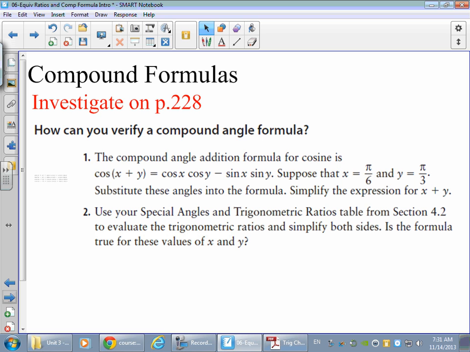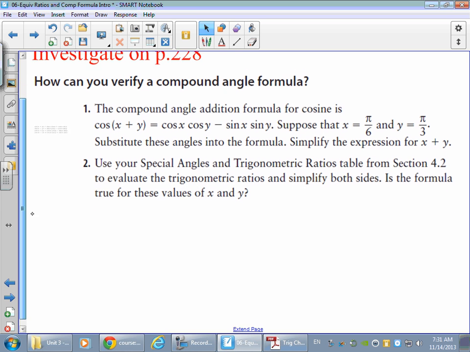So we're going to move on to compound formulas. It's section 4.4 in the text. We're going to start with the investigation on page 228, and this is the first part of it. I'm going to do the first part of it and then leave you to practice it. The first few questions that I assigned today will basically be doing the same thing, just establishing that the formulas actually work.